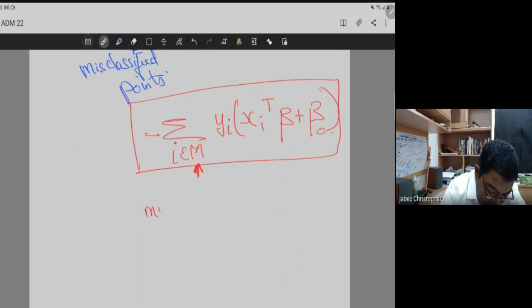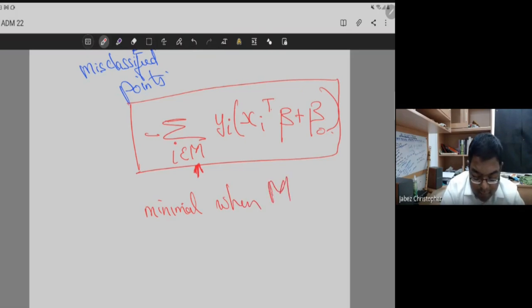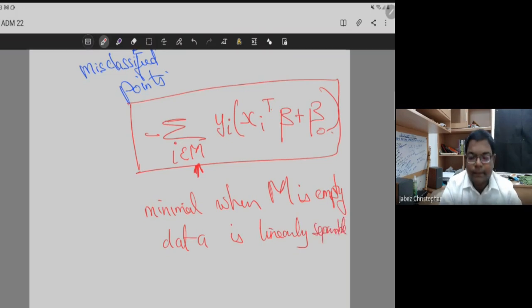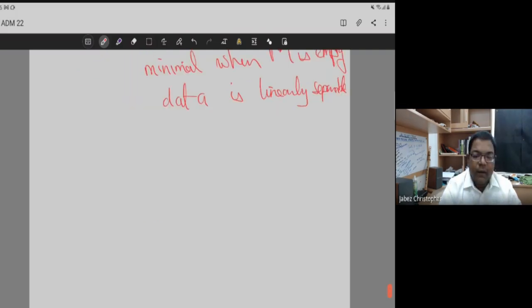This is minimal when M is empty. And when will M be empty? When will there be no misclassified points on either side? By that I say that the data is linearly separable. Clear? Now I have come to the point that the data is linearly separable.